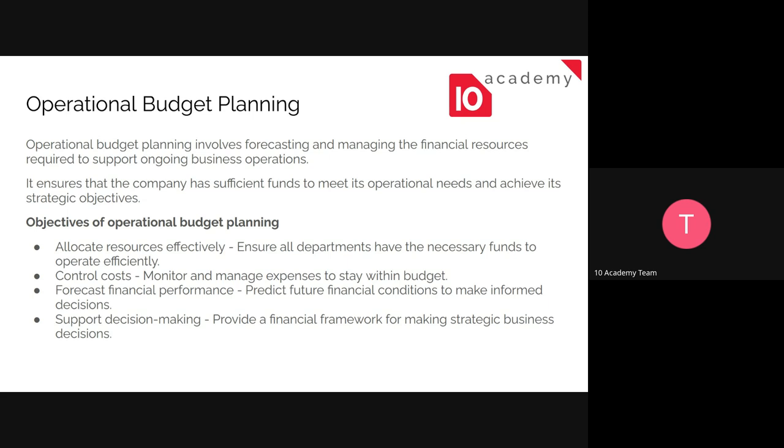And it also forecasts financial performance. By predicting future financial conditions, it will help you make informed decisions. Plus it supports decision making. Having this budget plan will provide a framework for you to make informed decisions, especially strategic business decisions. So it has a lot of advantages, especially for startups and, of course, any kind of business.